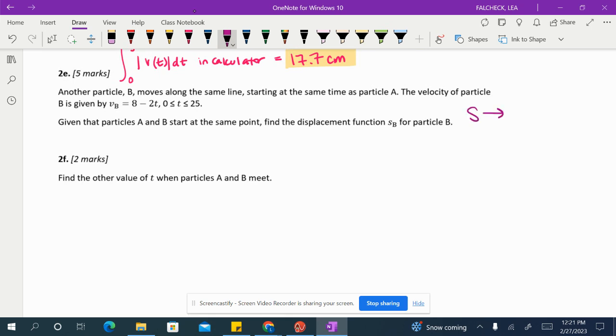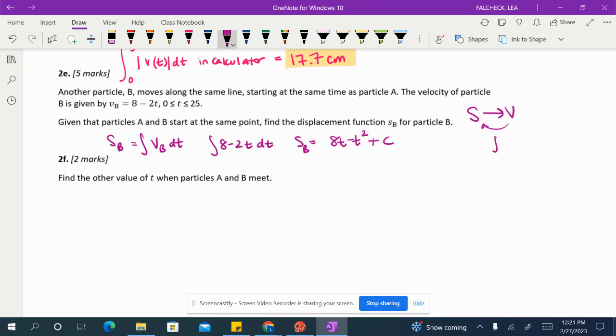Okay, so if they give us the velocity, we're going to need to integrate to get back to the displacement. So we're going to find the integral of the velocity that they gave us, right? So that's supposed to yield us the position function, S sub b. So let's go ahead and integrate that, okay? They gave us 8 minus 2t dt. To integrate that, we would get S sub b is equal to 8t minus t squared plus c. Don't forget that plus c.